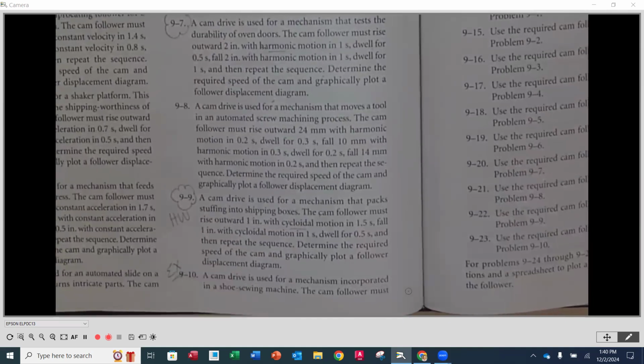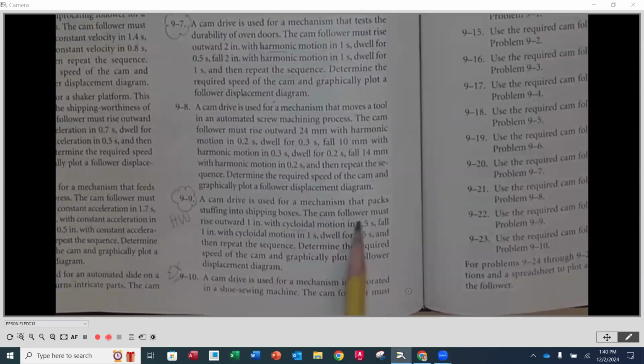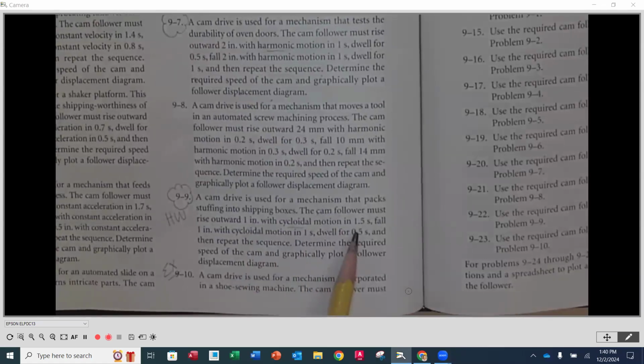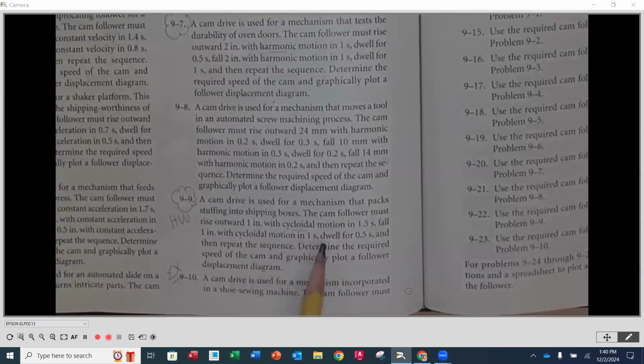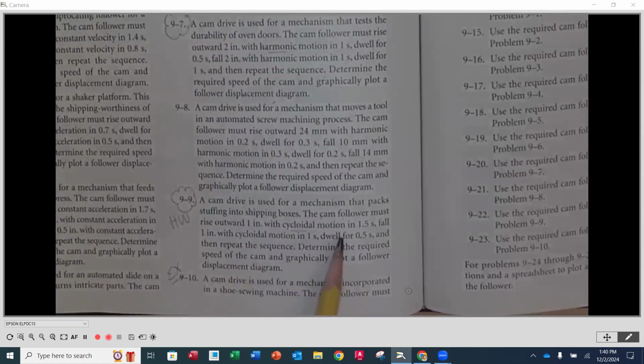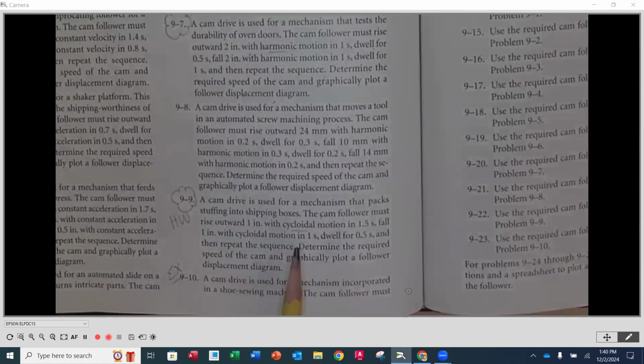Okay. The second problem that you have is 9.9. You have a cam drive used for a mechanism that packs stuffing into shipping boxes. The cam follower must rise outward 1 inch with cycloidal motion in 1.5 seconds. Then it's going to fall 1 inch with cycloidal motion in 1 second, and then it's going to dwell a half a second, and then it's going to repeat it. So in this case, you're going to have 3 motions, including the dwell, before you repeat it. Determine the required speed of the cam and graphically plot the follower displacement diagram.